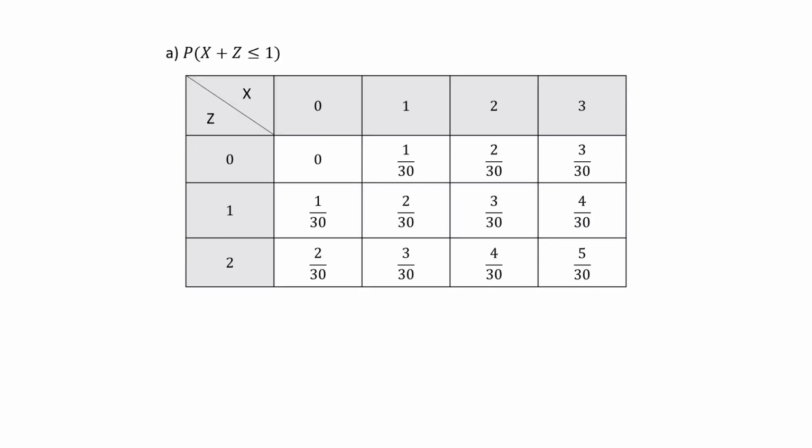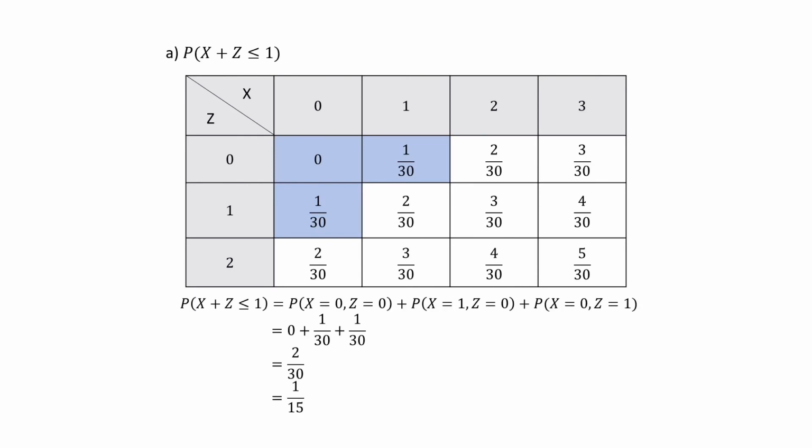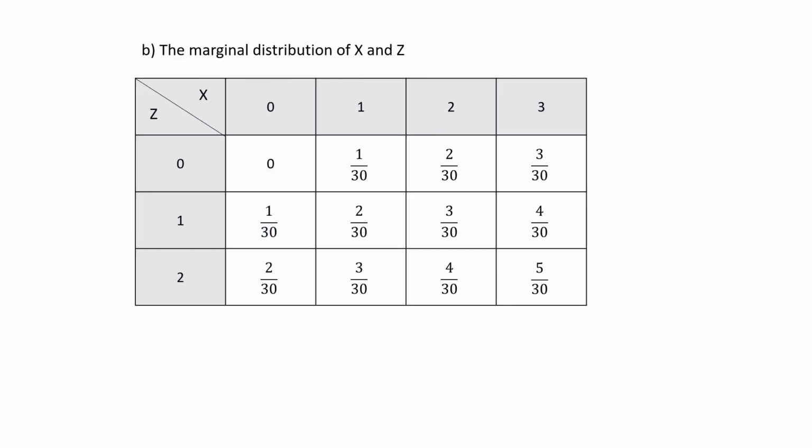For question A, we have to find the probability of x plus z less than or equal to 1, and based on the table, we will only calculate the sum of these three probabilities, which are the probability of x equal to 0 with z equal to 0, plus the probability of x equal to 1 with z equal to 0, plus the probability of x equal to 0 with z equal to 1, and lastly, the answer will be 1 over 15.